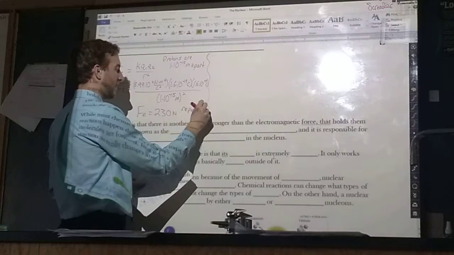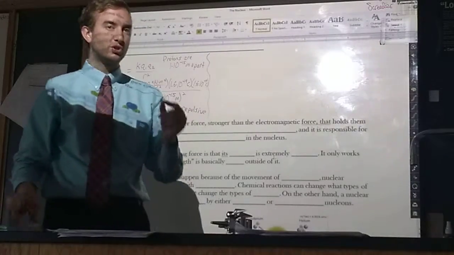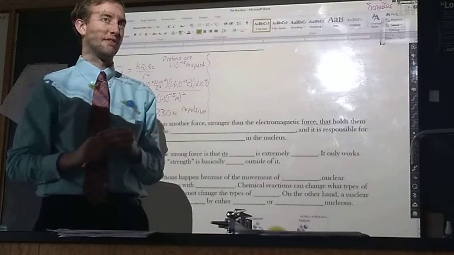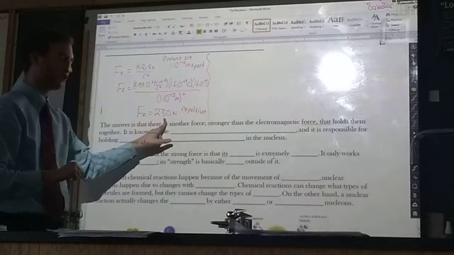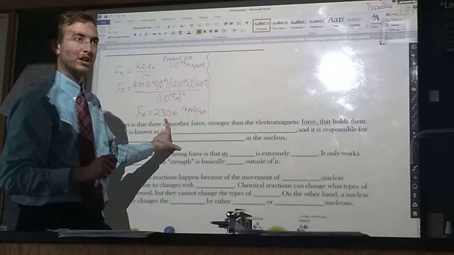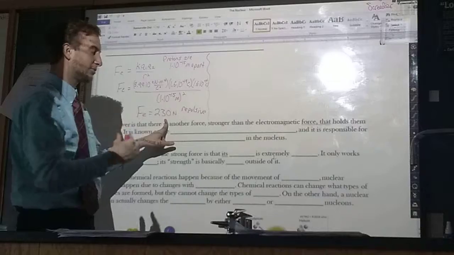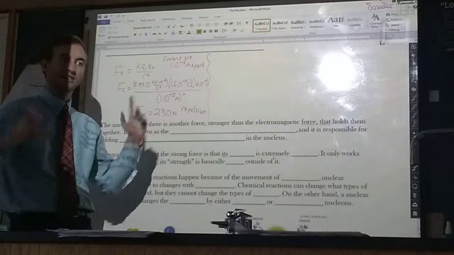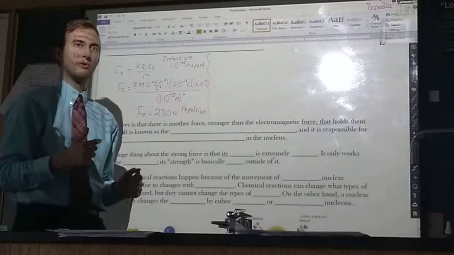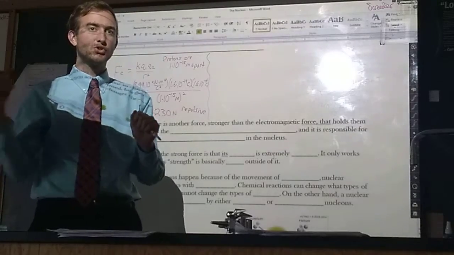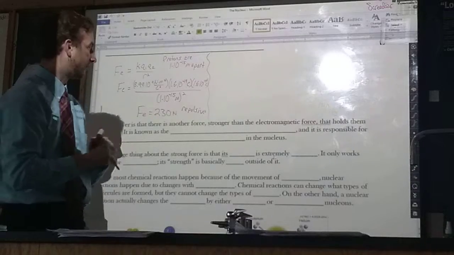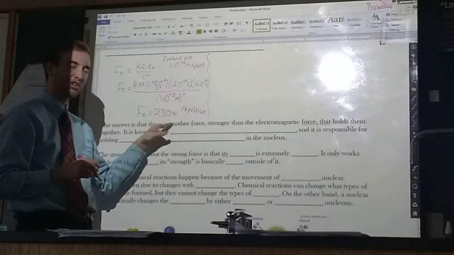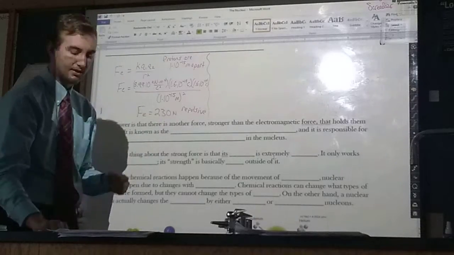I need you to appreciate that number. You have two tiny little protons that are next to each other, and they are pushing on each other with a force of 230 newtons. 230 newtons is probably somewhere between a half, a third, maybe a quarter of your weight, and it takes all of your mass in order to cause that force. Two tiny little protons in the nucleus are repelling each other with that force. That's almost unbelievable. That is a huge force for some tiny, tiny little objects.